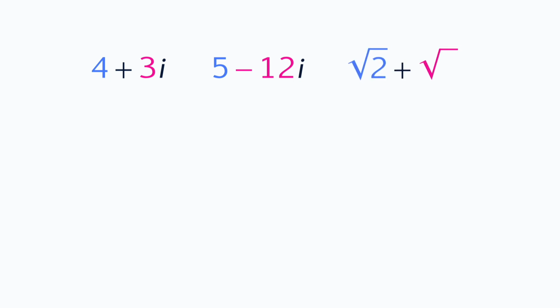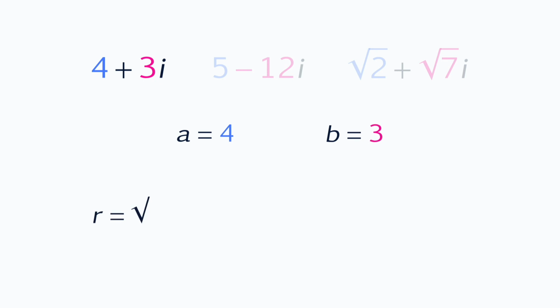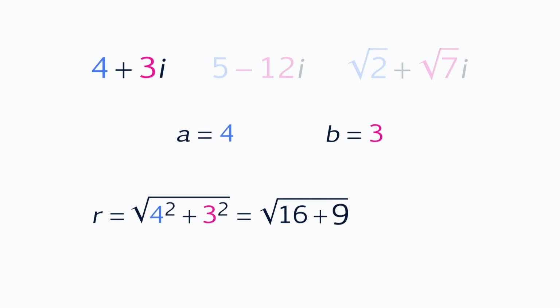Calculate the norms of 4 plus 3i, 5 minus 12i, and the square root of 2 plus the square root of 7 times i. For the first number, a equals 4 and b equals 3. Its norm equals the square root of 4 squared plus 3 squared. 4 squared equals 16, and 3 squared equals 9. 16 plus 9 is 25, and the square root of 25 is 5.